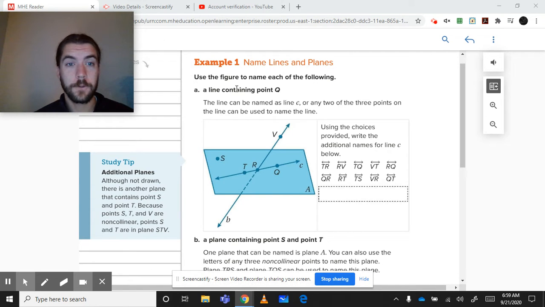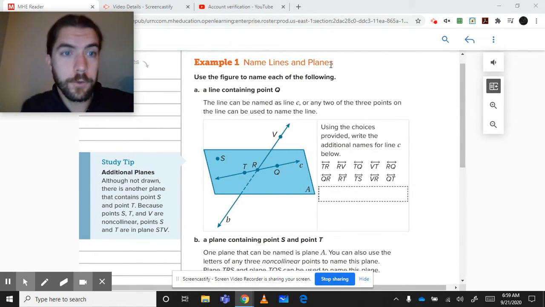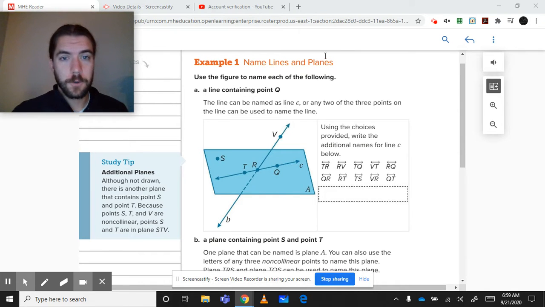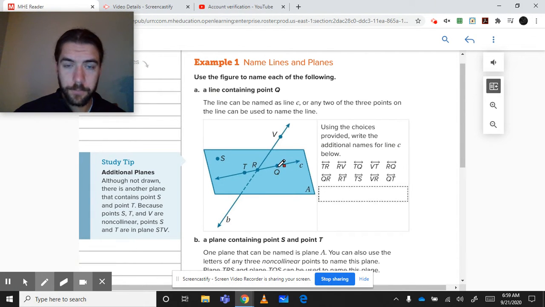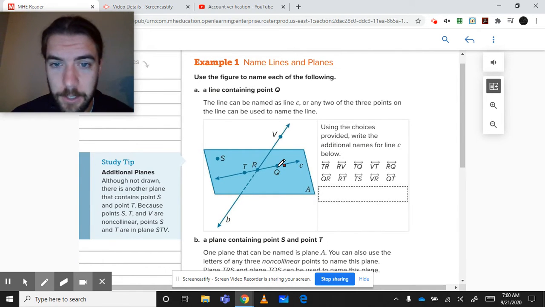Okay, so in this case, example one, where we're naming lines and planes, you're going to see that this is pretty straightforward once you feel comfortable with those vocab terms. So in the first part, we want to find the name of a line containing point Q. If we're looking for point Q, it'd be right here. And we'd say, what's the name of a line containing point Q?